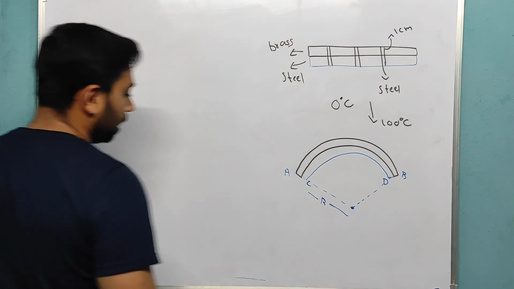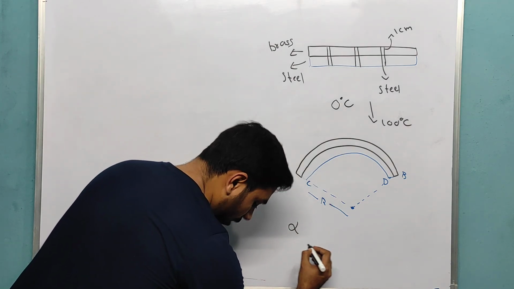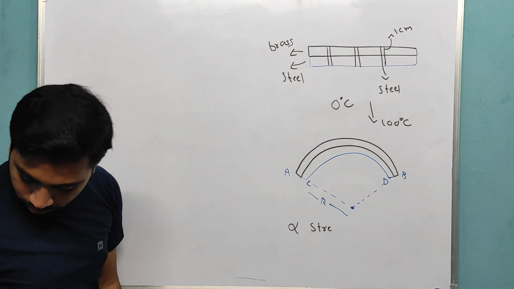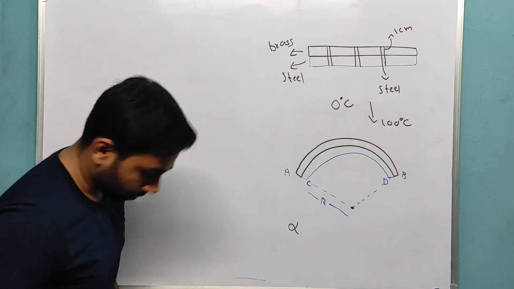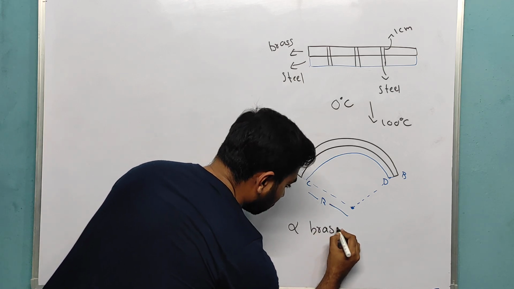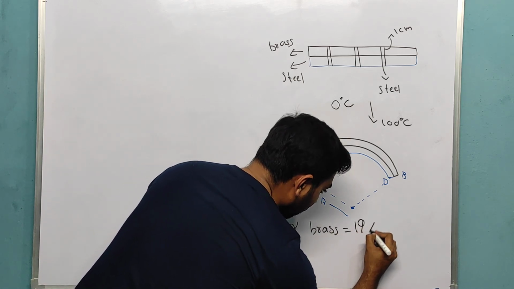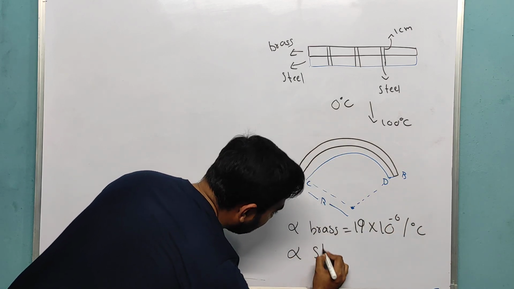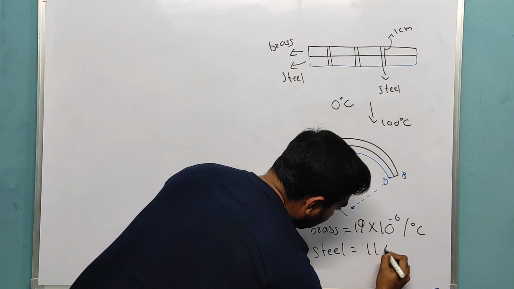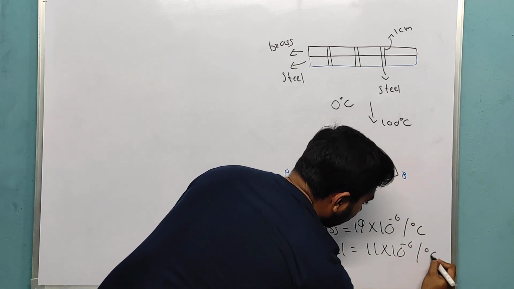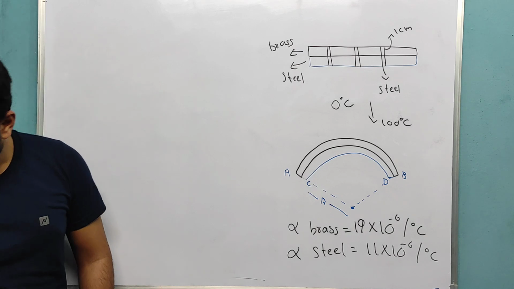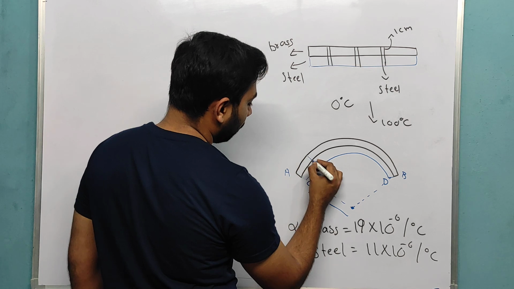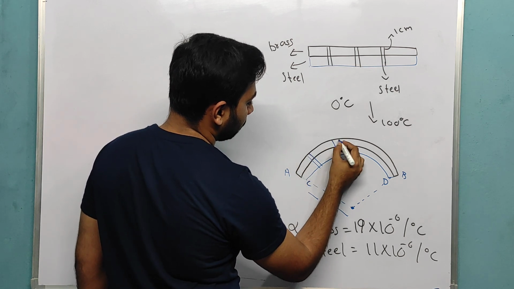They have given one hint, alpha of steel. Alpha for brass, they have given as 19 into 10 to the power of minus 6 per degree Kelvin. And for steel, they have given 11 into 10 to the power of minus 6 per degree. And here we have our large compartment, 1 centimeter.